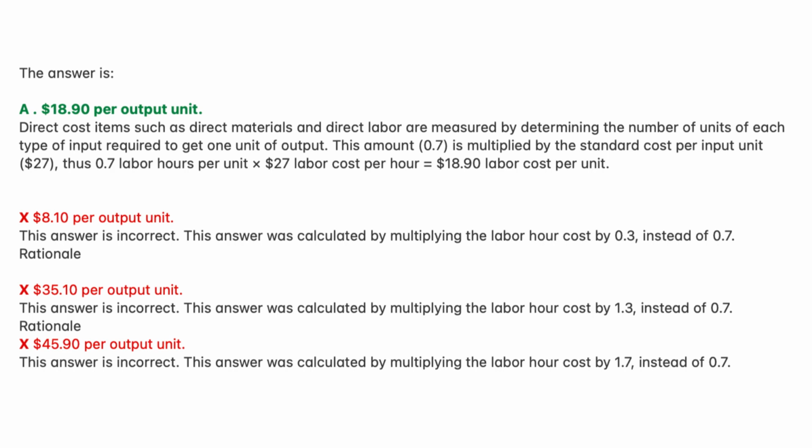$18.90 per output unit. Direct cost items such as direct materials and direct labor are measured by determining the number of units of each type of input required to get 1 unit of output. This amount, 0.7, is multiplied by the standard cost per input unit, $27, thus 0.7 labor hours per unit times $27 labor cost per hour equals $18.90 labor cost per unit.